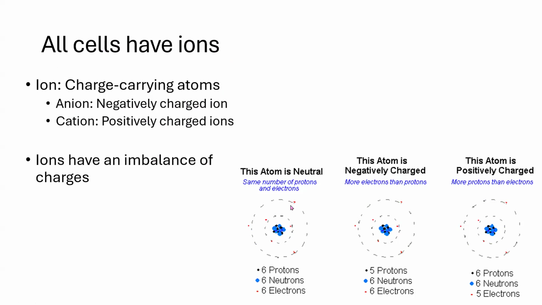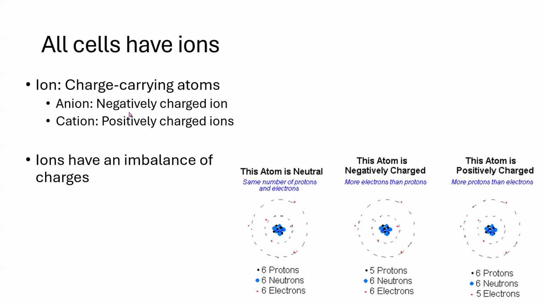If we look here at this picture, this is a neutral atom. We can see the neutrons and the protons in the middle and the electrons surrounding. A neutral atom has the same number of protons and electrons: 6 protons, 6 electrons. When an atom is negatively charged, also known as a negatively charged ion, there are more electrons than protons. So in the rings, we have 6 electrons, and in the middle, we have 5 protons. An atom can also be positively charged, which is a positively charged ion, which is when we have more protons than electrons. In this example, there's 6 protons and 5 electrons.